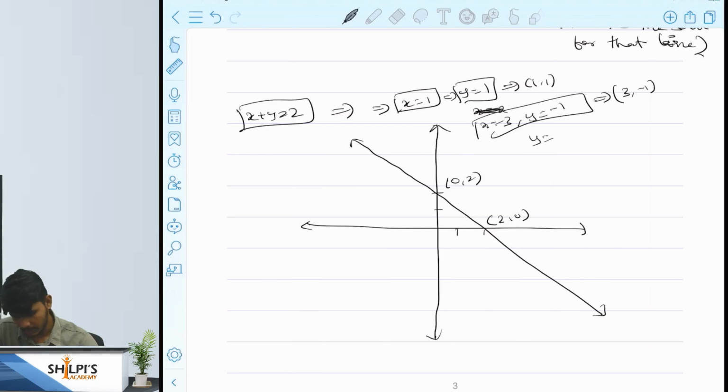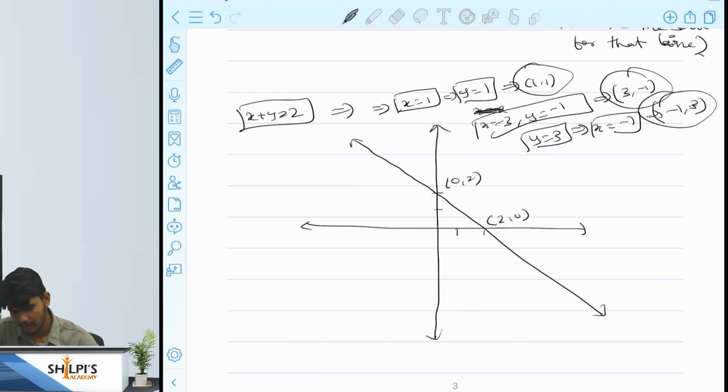Similarly, if I take y equal to 3, I'll get x equal to minus 1. So this will be like minus 1 comma 3. If you substitute these points now, or if you plot these points now, definitely they will be on this particular line. புரியுதா என்ன சொல்றேன்னு? 1 comma 1 will be here, 3 comma minus 1 will be here, minus 1 comma 3 will be here.